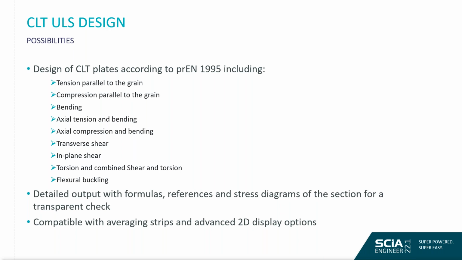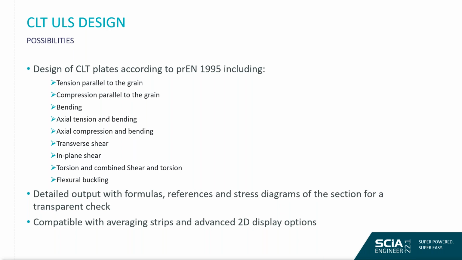So what's possible with the CLT design? The CLT plates will be designed according to what will be the next generation Eurocodes for timber. They include all of the typical checks that you can see on the screen. I will not go over them, but they are the standard checks. And they all come with the well-known detailed output with formulas, references to where the formulas come from in the code, and also the possibility to display the stress diagrams so you can see the stress distribution over the layers of your panel inside the report.